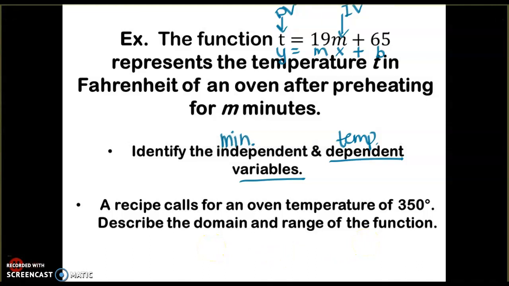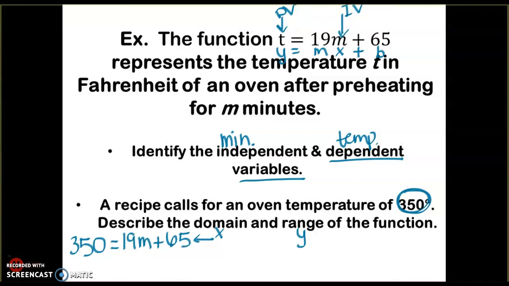So as I'm looking at this, the domain and the range. The domain talks about our X values and the range talks about our Y values. So the oven temperature that I want is 350 degrees. I'm going to plug that in for my Y value, the T, and figure out what I'm working with. So 350 equals 19M plus 65.